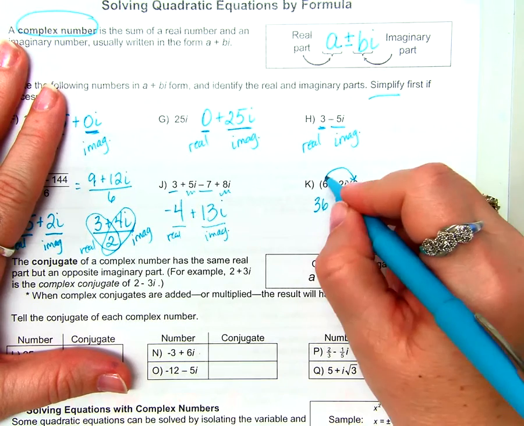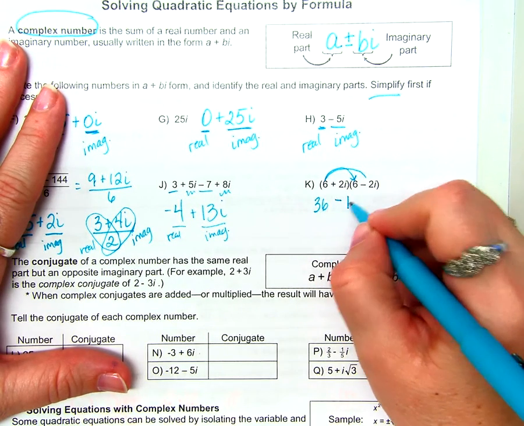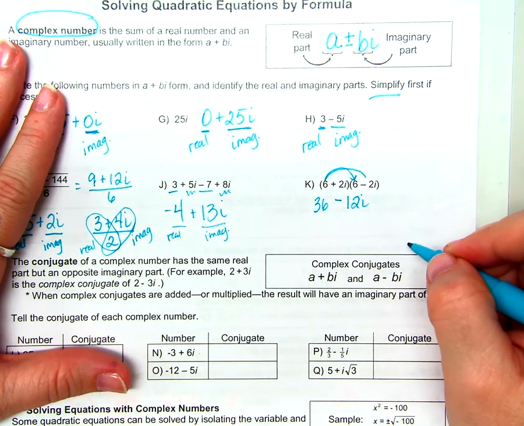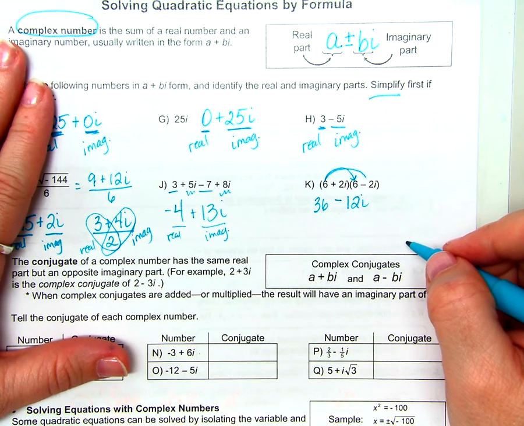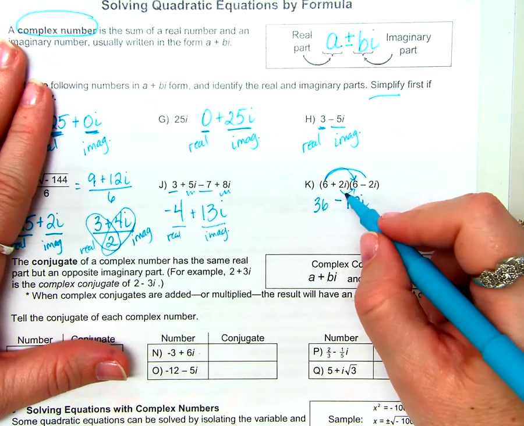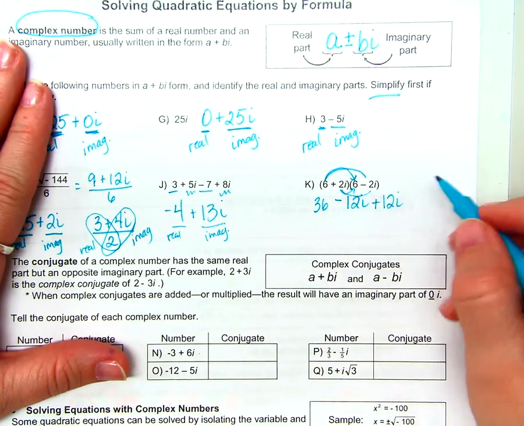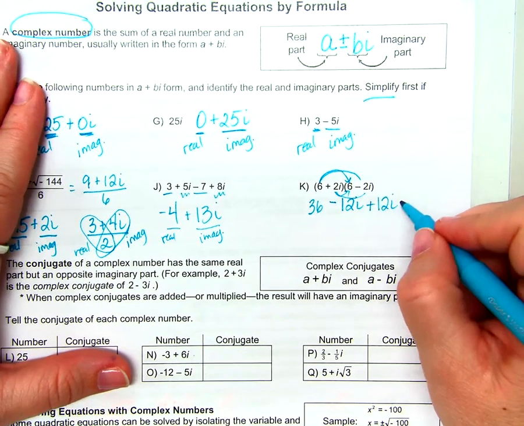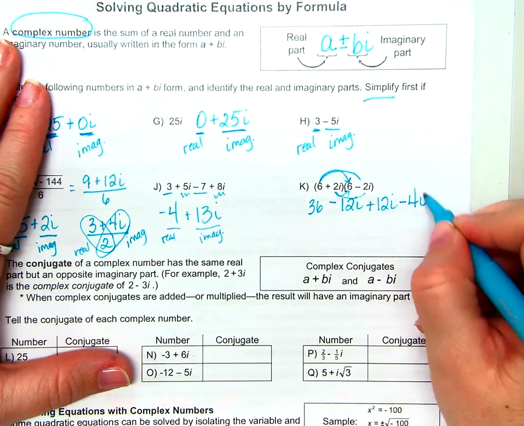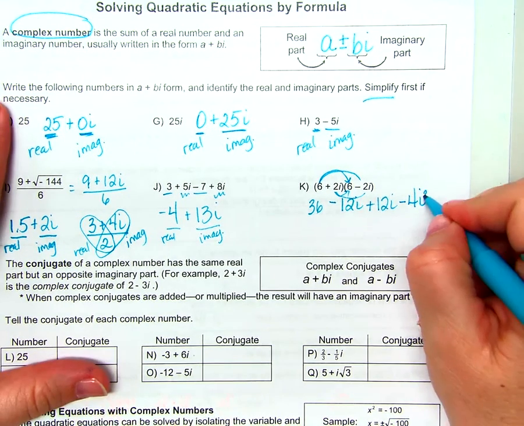36. 6 times negative 2i. Negative 12i. Okay, 2i times 6. So plus 12i. And 2i times negative 2i. Hey, it's my favorite again. What's i times i? i squared.